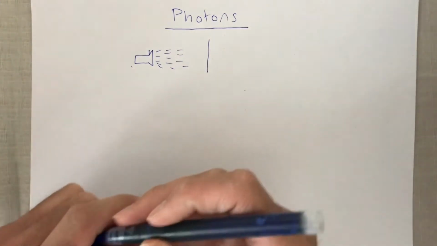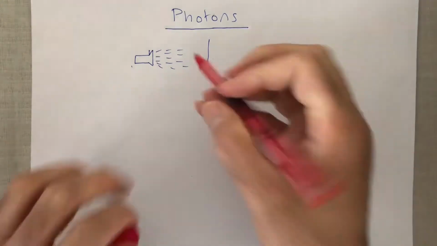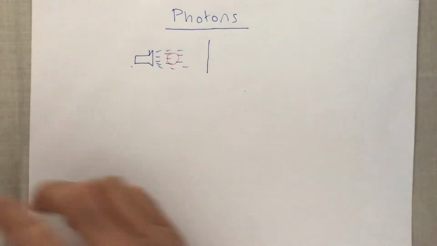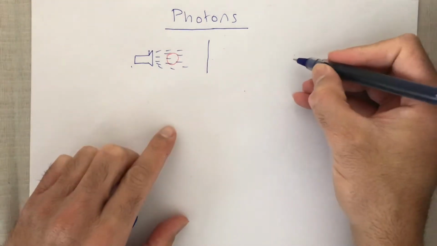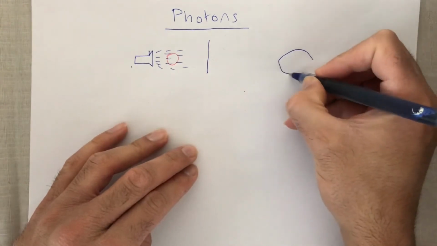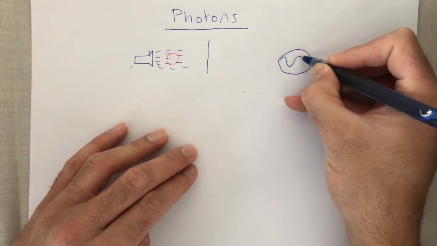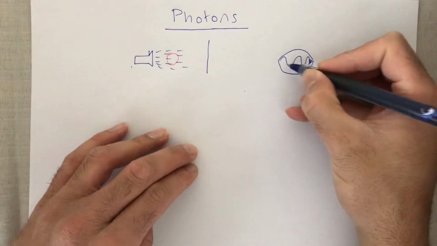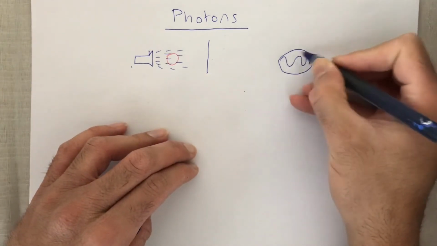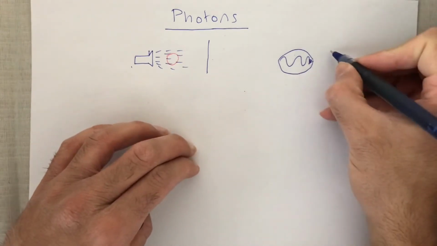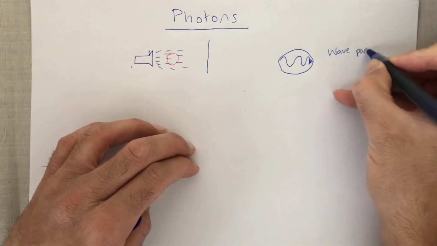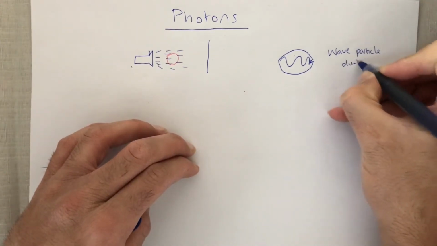So what we're going to do is magnify into what's actually happening inside the light itself. Light is made of individual photons, and if you were to draw a photon, it would look something like this. You've got this bit in the middle, which is the wave, and the bit on the outside is the particle bit. So this here is a wave particle duality photon.